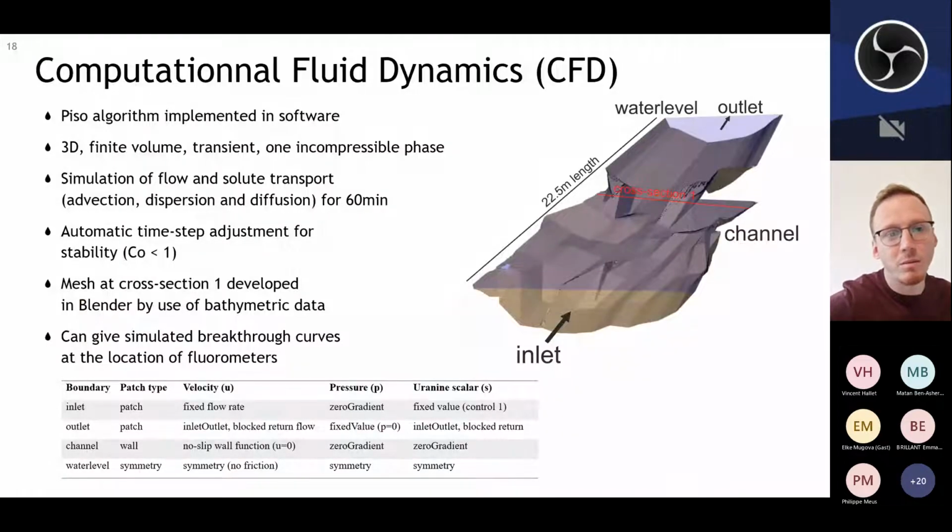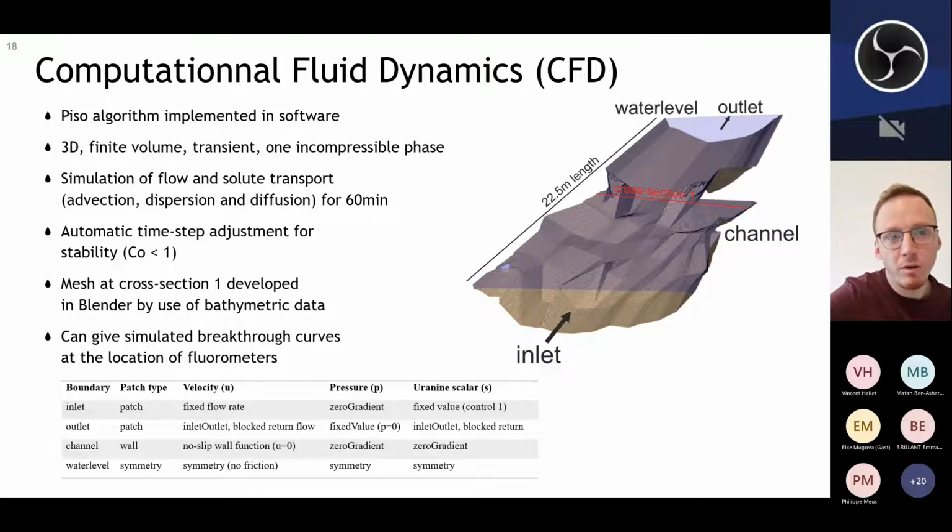The model, well, I'm not going too much into the detail, but I use the PISO algorithm. It's an algorithm which is implemented in the software OpenFOAM, which is open software. The model is 3D. It's working with the finite volume. It is transient, and there is only one incompressible phase, which is water.